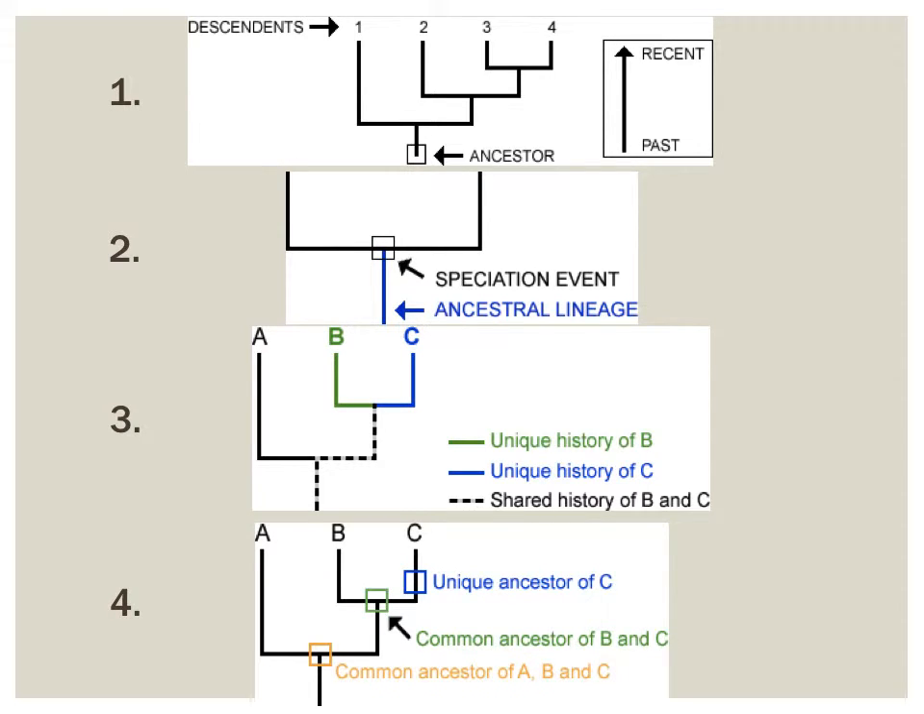Similarly, each lineage has ancestors that are unique to that lineage and ancestors that are shared with other lineages, and we would call these common ancestors. So if we were to look at the branching point between A, B, and C, this first one, before that would be a common ancestor of all 3, but after A has branched away, then we're having common ancestors of B and C, and so on.